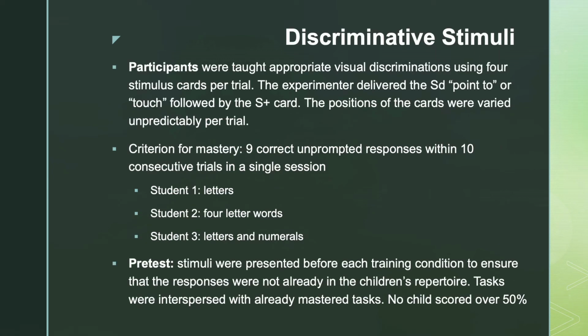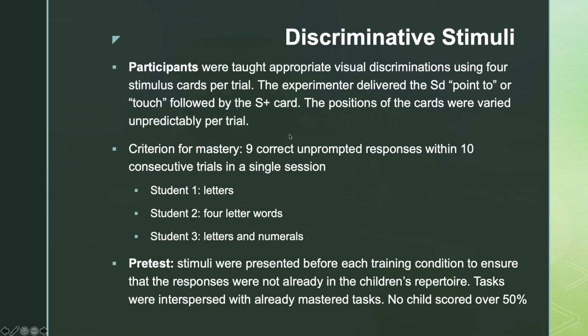So the participants were taught to make a visual discrimination using 4 stimulus cards. And each student had different discriminations: letters, 4-letter words, letters and numerals. So the experimenter basically presented the stimuli and delivered the SD, point to or touch, followed by presentation of the S plus card. Positions of the cards, the S plus and the S minus, were varied.